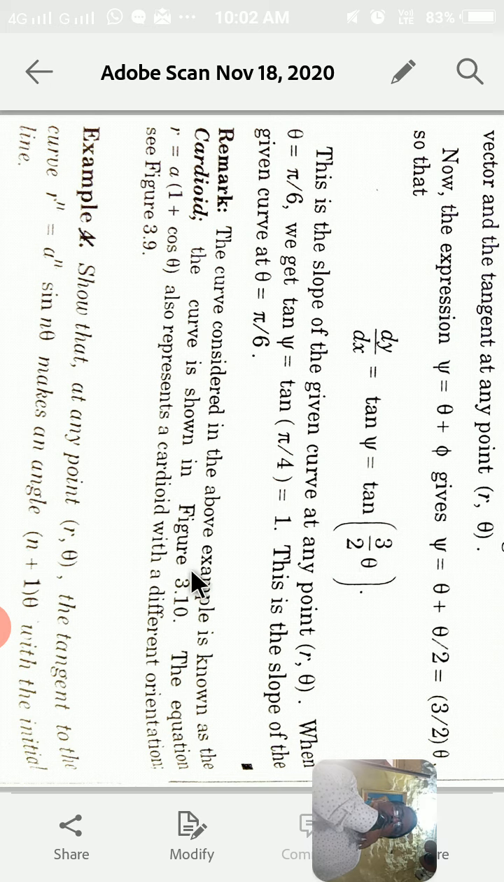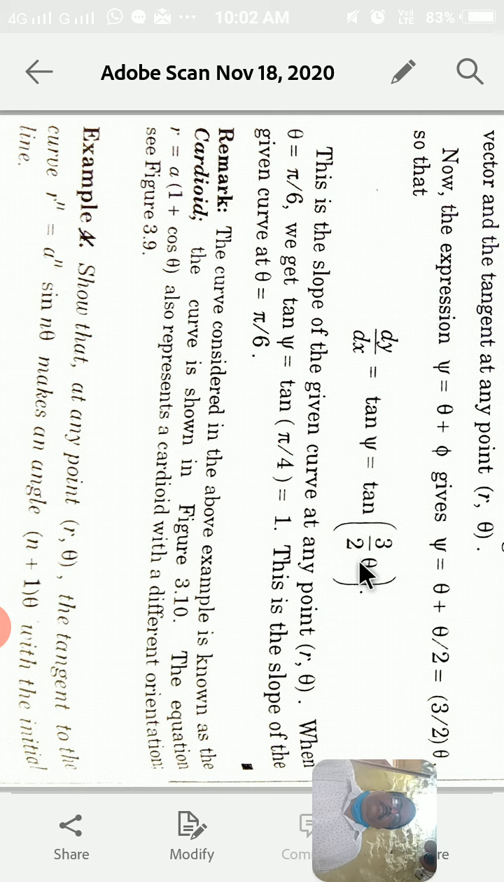Tan 3 theta by 2. Now it is asked to find the slope of the curve at theta equal to pi by 6. So in this case just substitute theta equal to pi by 6 here. What does it give? Tan psi is equal to tan of 3 by 2 into theta, meaning pi by 6.